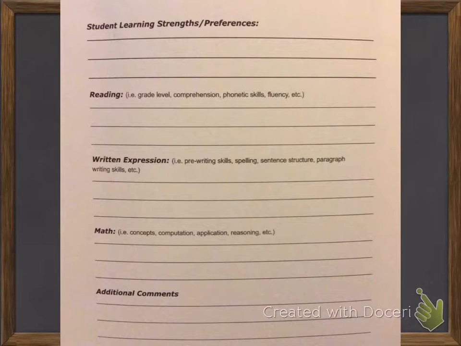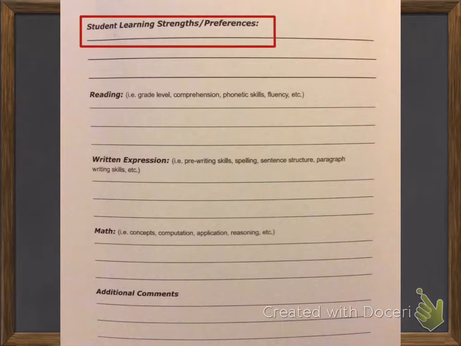Next, we have the students' learning strengths and preferences. This is an area where we want the teachers to write down any strengths that they see. Not the weaknesses, but the strengths, something they're good at. That's followed by the next area, which is the reading area.